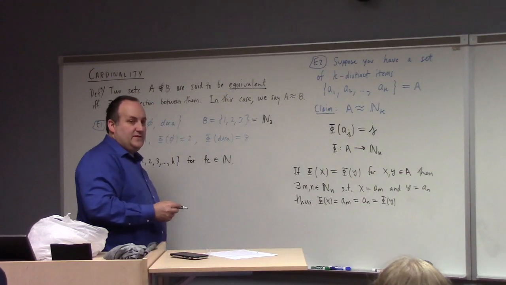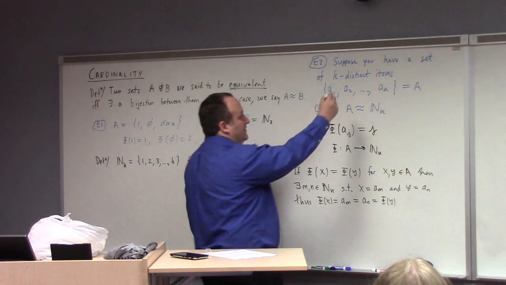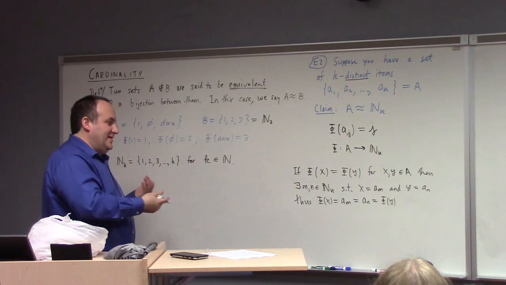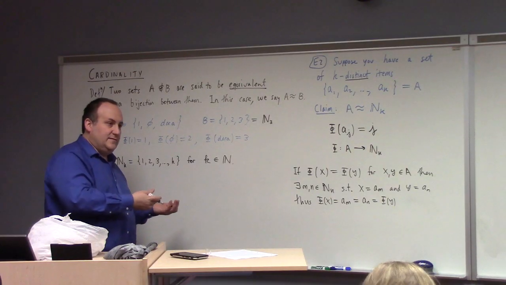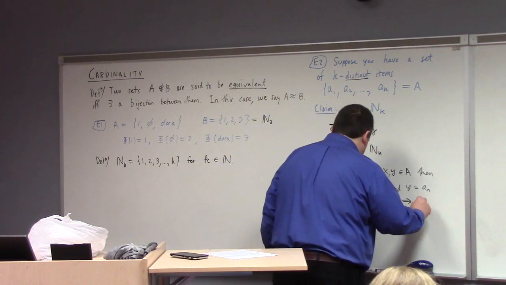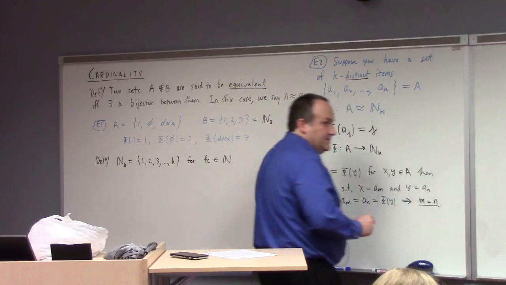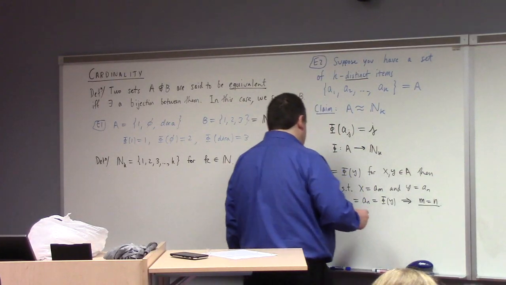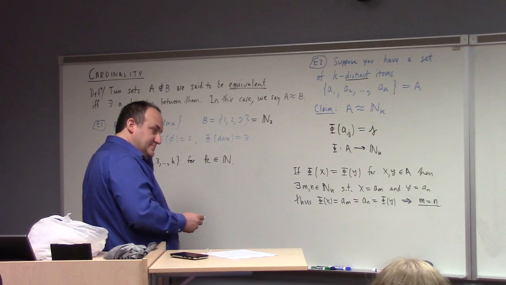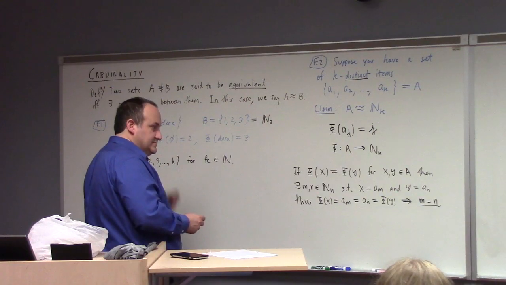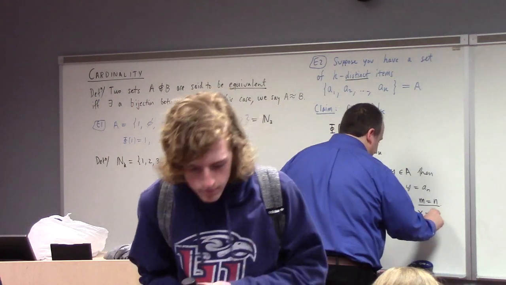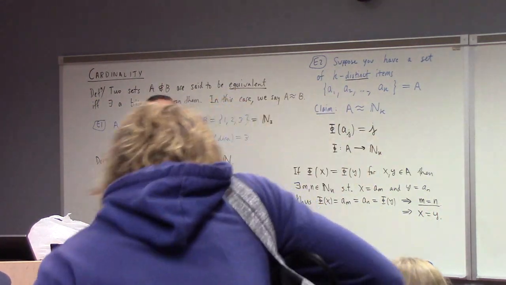But what did we assume going into this whole discussion? We assumed that we have a set of distinct items, right? And what does that mean? That means if I have a sub m equal to a sub n, by definition of distinctness, we have m equals n, right? Which then, of course, means that going back, x is equal to y. So therefore, it's a one-to-one map.